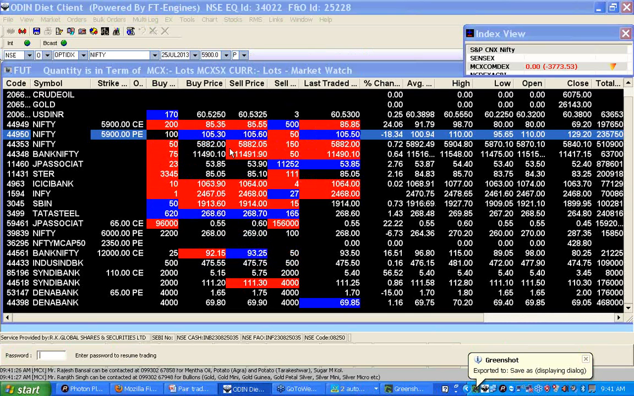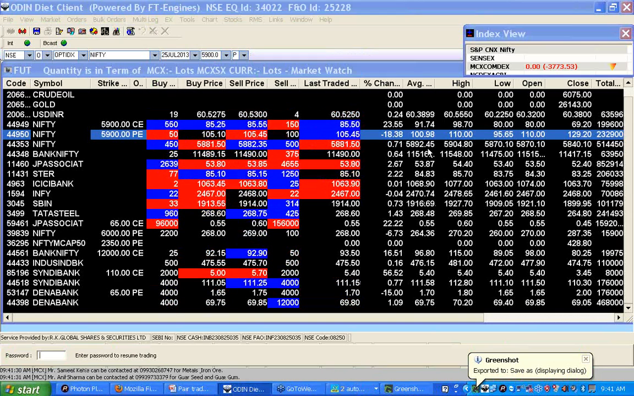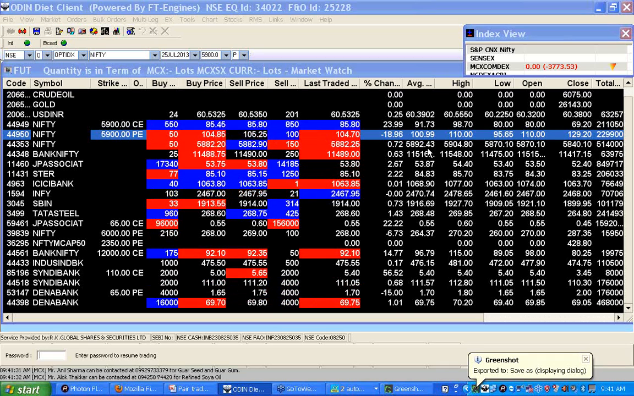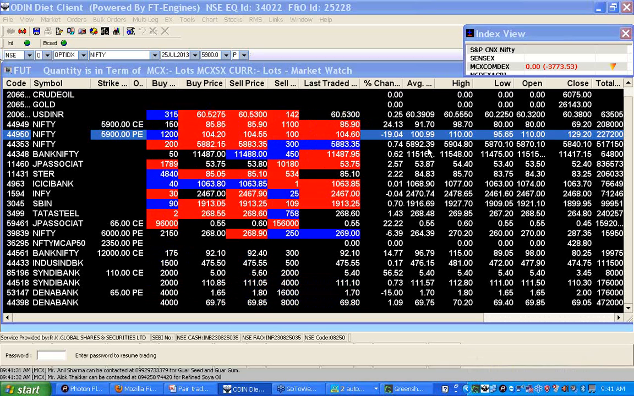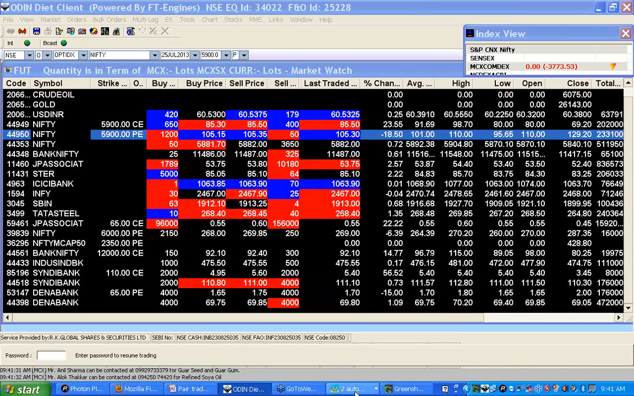So Nifty has backtracked and come down to 5881 level. In between, the put options and other things also changed. Call option, put option both have changed also. So fine, this is the option intraday trade.